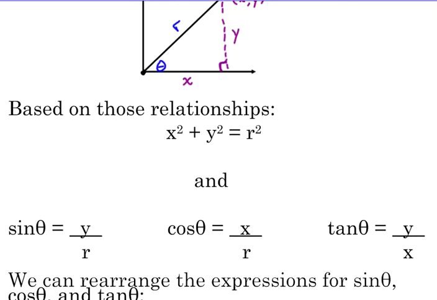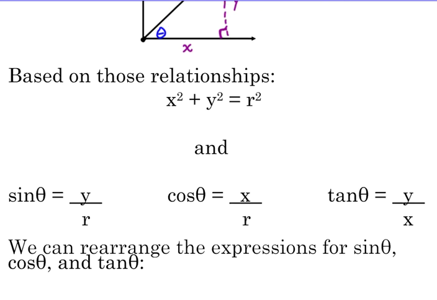Now, we want to be able to use these relationships so that if we have the x value and the y value, we can find r, so that's the Pythagorean theorem. If we have x and y, we can easily find r. We can easily find theta with our tangent expression. What if we have r and theta and we want to find x and y?